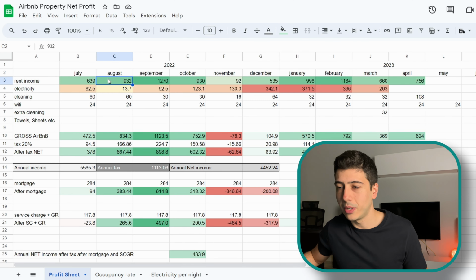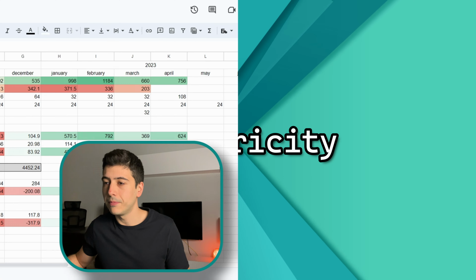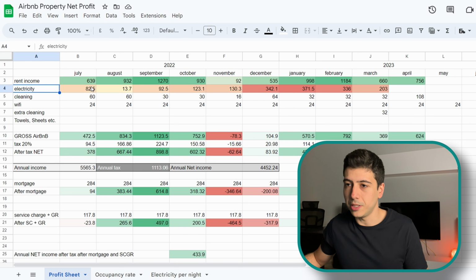The rent income I've pretty much extracted from my Airbnb payments, and you can see the really strong months and really slow months. The second row is utility bills, and for most of you that live in the UK, you may well know that electricity is pretty expensive in comparison to water supply and sewage, which I've opted out from the spreadsheet. Electricity, you can see it's pretty expensive in some months like December and January and February.